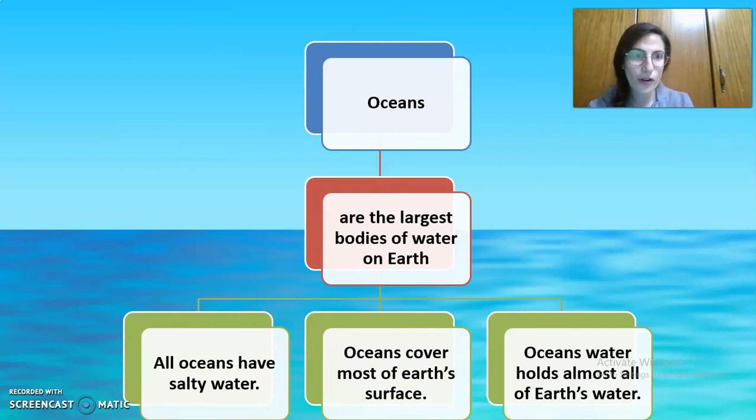Remember, Earth's surface means all of the Earth. So, ocean's water holds almost all of Earth's water. No, not Earth's surface: ocean's water holds almost all of Earth's water. Clear? The water covers 70% of the Earth, and the 30% is land. So far, so good?